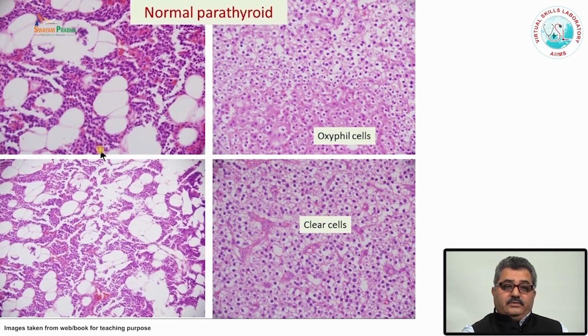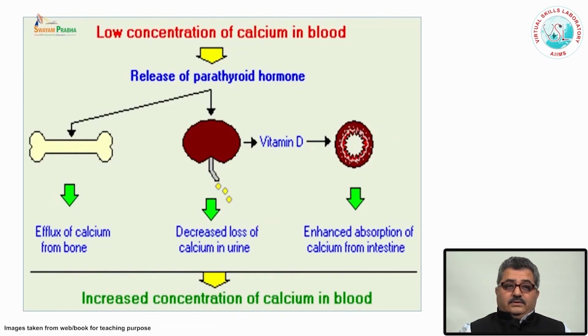This is the normal parathyroid gland, which is composed of fat, interspersed adipose tissue, and in between, these bluish looking nuclei are the parenchymal component of the parathyroid. These are the clear cells and these are the oxyphilic cells. Oxyphilic cells have a more eosinophilic cytoplasm, whereas the clear cells have very distinct cellular outlines and the cytoplasm is almost empty.